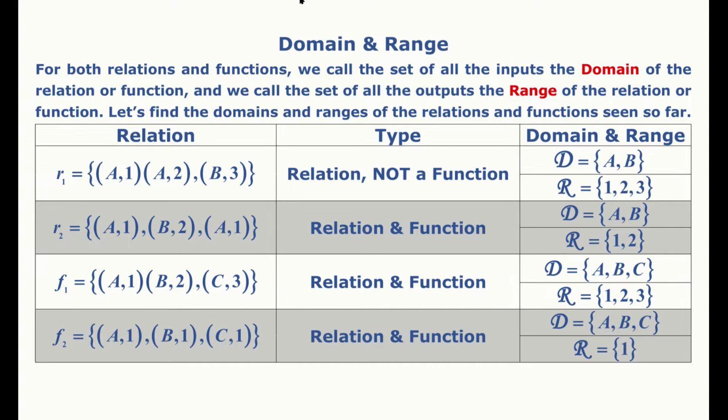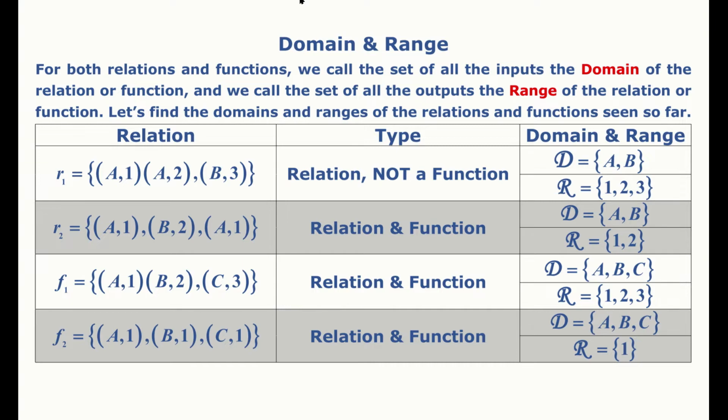So here R1, we look at it. First we'll determine the type. Notice that A is being paired with two different outputs. So we know that this is a relation, but we also know that it's not a function, right? Now, the domain is just the set of all the inputs, right? So what are they? Well, we have A and B. And remember, we don't repeat when we form a set. So we're only going to write A once and then B. Those are the only unique inputs.